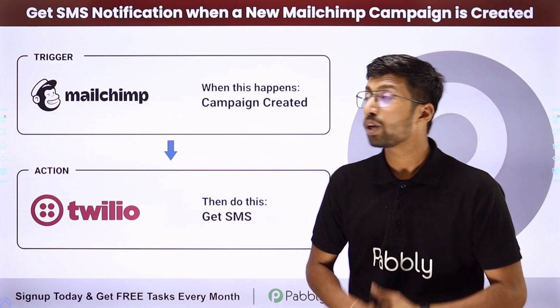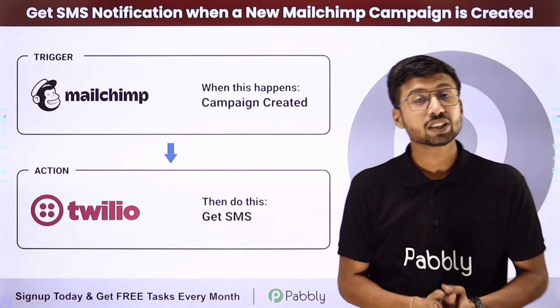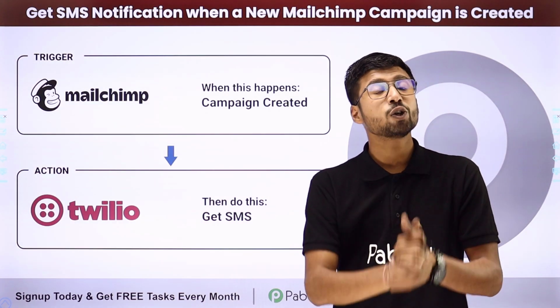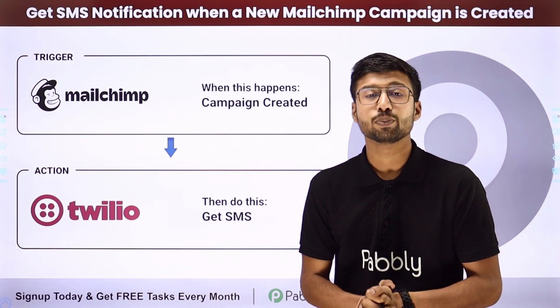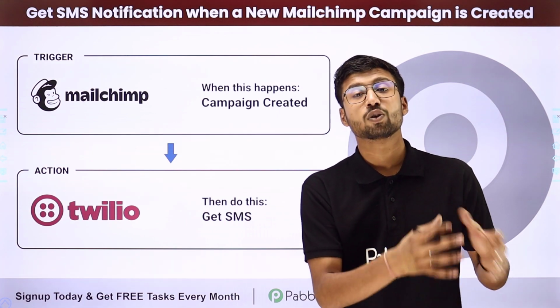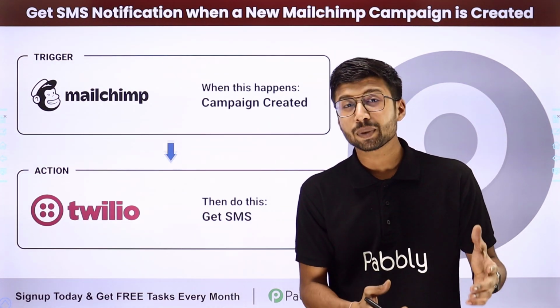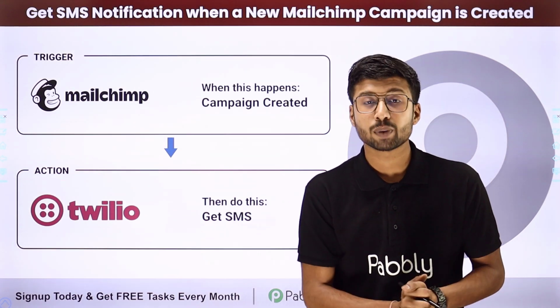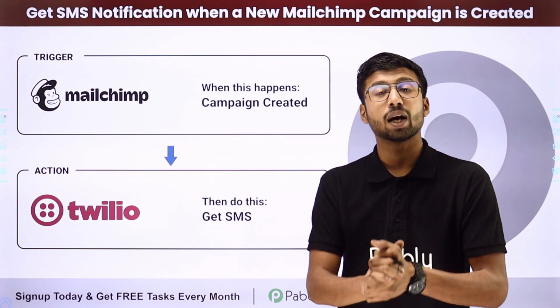So in this video, we are going to learn how to get SMS notification when a new Mailchimp campaign is created. Now suppose, guys, if you're using Mailchimp as an email marketing platform, this automation is going to help you a lot. Suppose some of your team members manage the email campaigns on your Mailchimp account, and you want that whenever a new campaign is created and sent from your Mailchimp account to your customer, you get a notification on your number with the new campaign details.